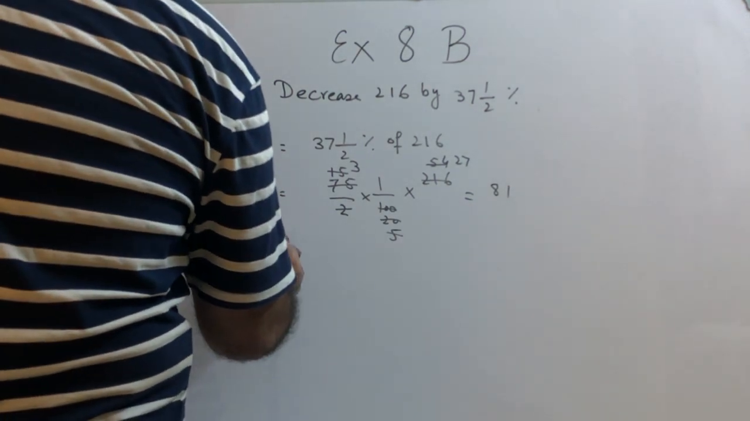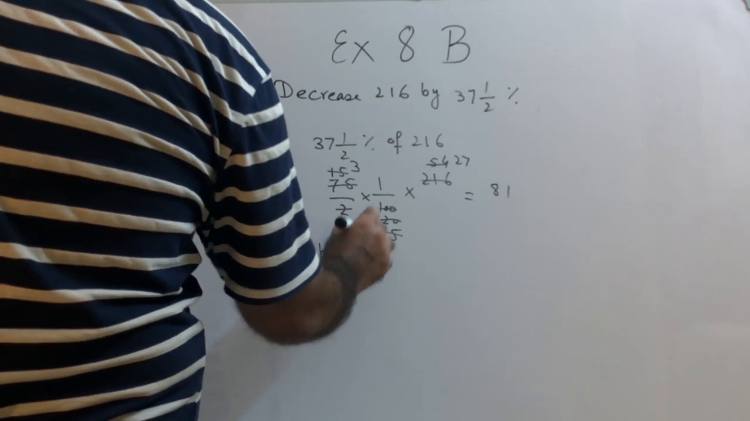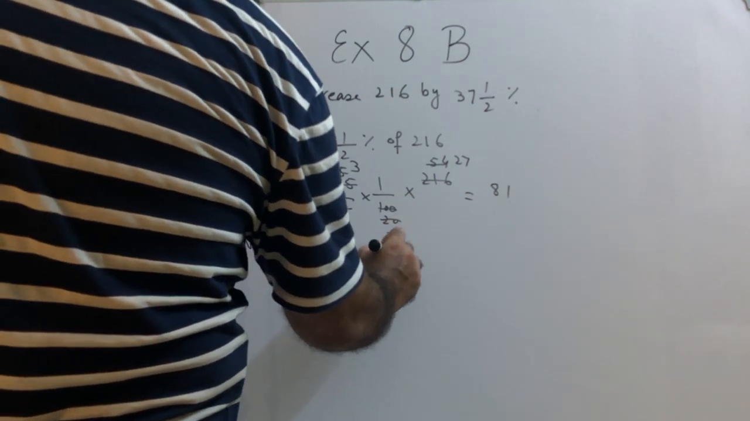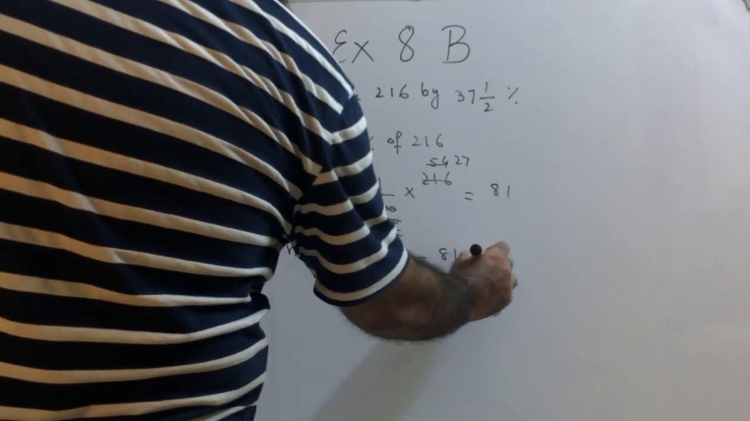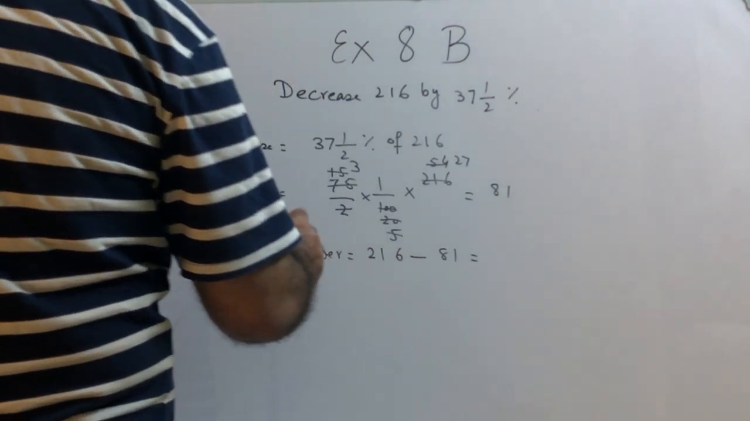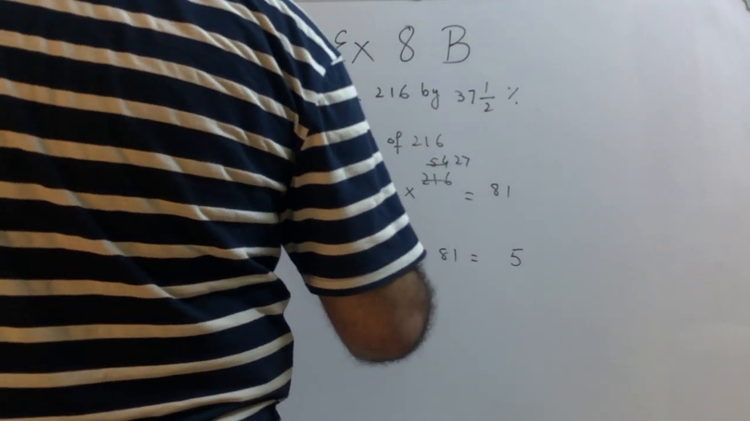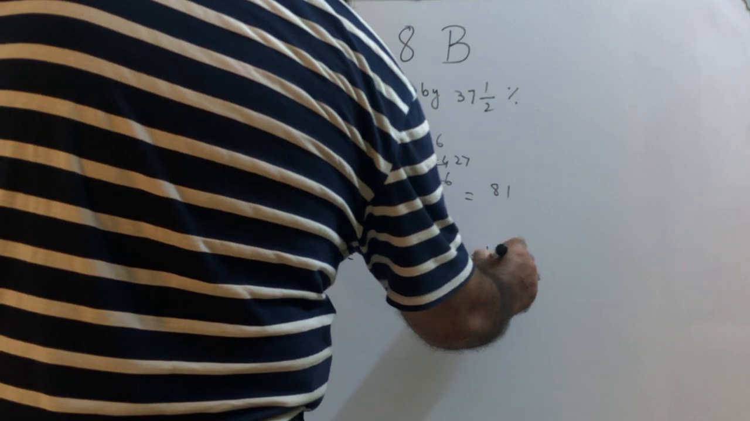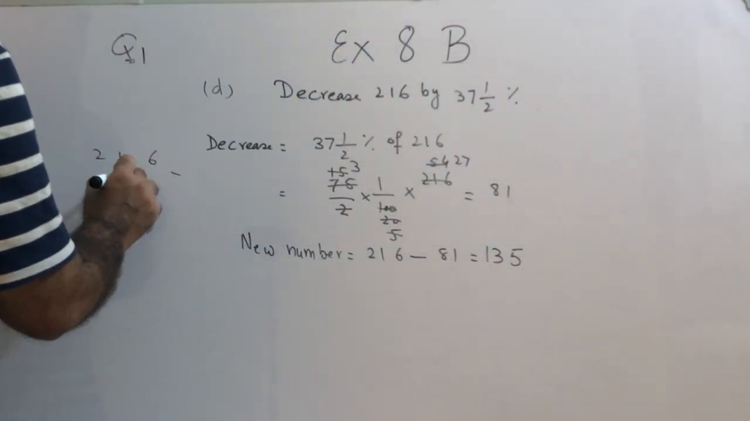So we'll get the new number, which will be: the original number is 216. We will be decreasing it by 81. So we'll be getting 216 minus 81.